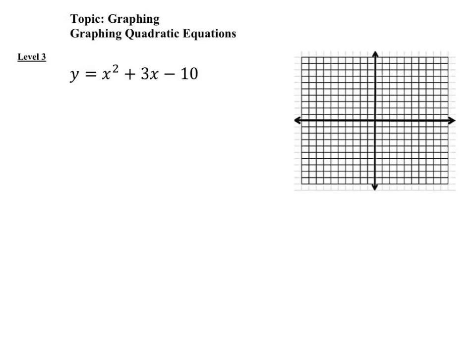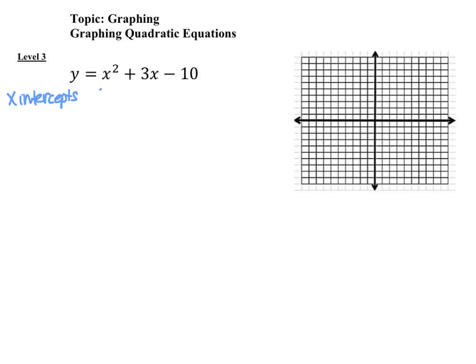In this lecture, we're going to be graphing quadratic equations. My quadratic equation is y equals x squared plus 3x minus 10. The first thing I need to do is find my x-intercepts. To do this, you can factor and then use ZPP, or you could do the quadratic formula. I'm going to go ahead and do the quadratic formula.